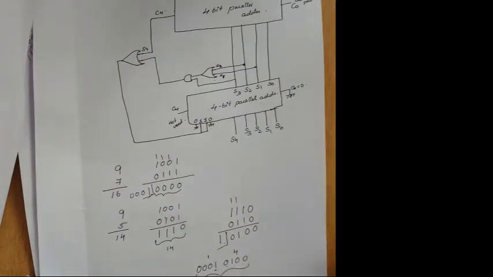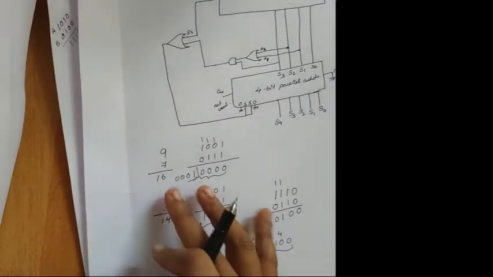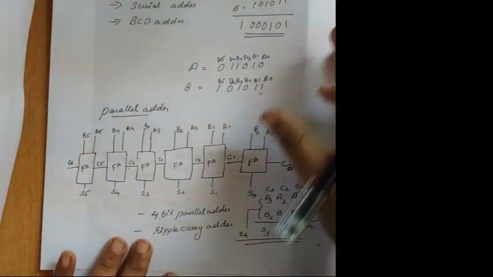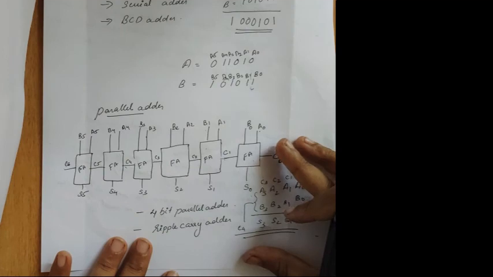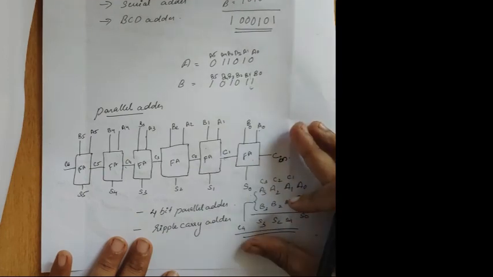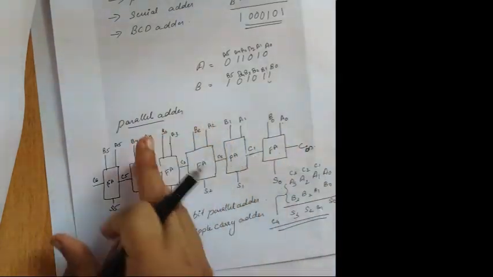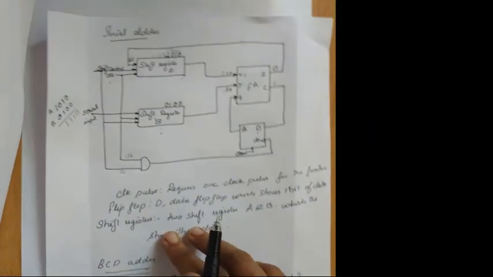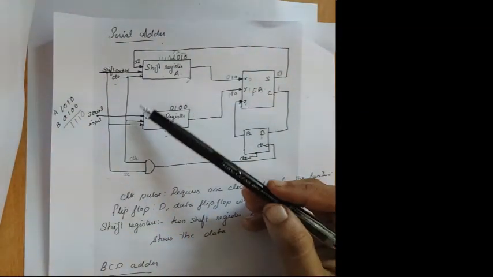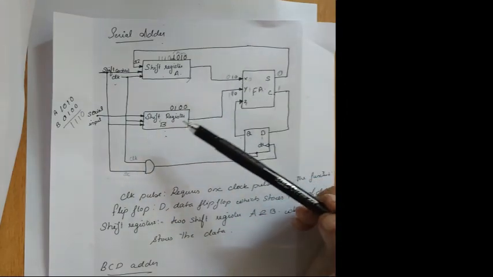Okay, so these are the three adders. One is a parallel adder, the second one is a serial adder, and the third one is a BCD adder. So in a parallel adder, all the data will be added in parallel across the data bits, and it is using only full adders. Depending upon the number of bits, you have to increase the number of adders. And the second is a serial adder. It uses a shift register, clock pulses and control pins.